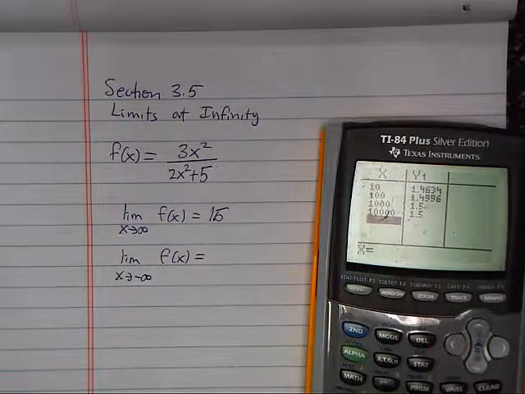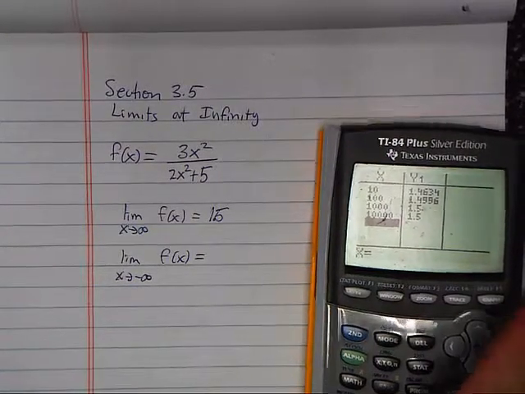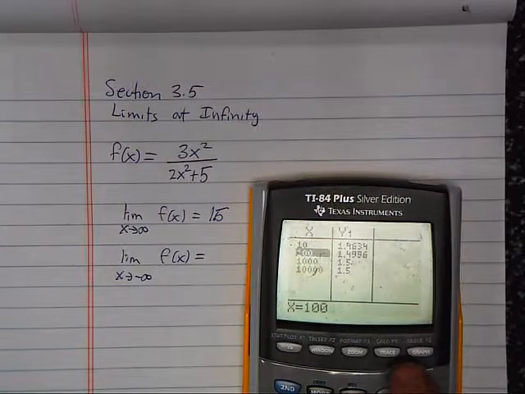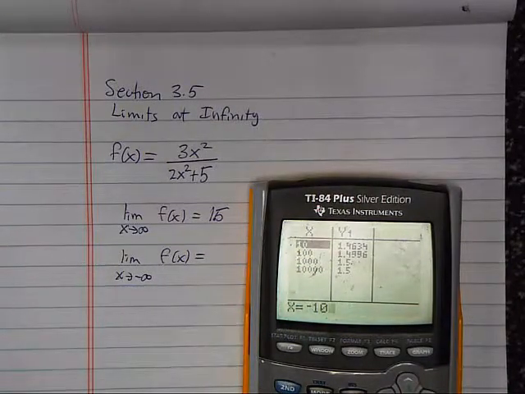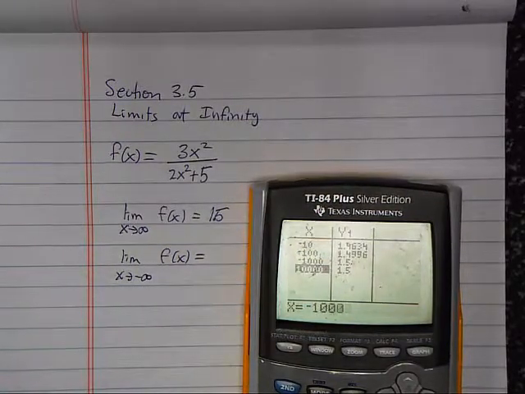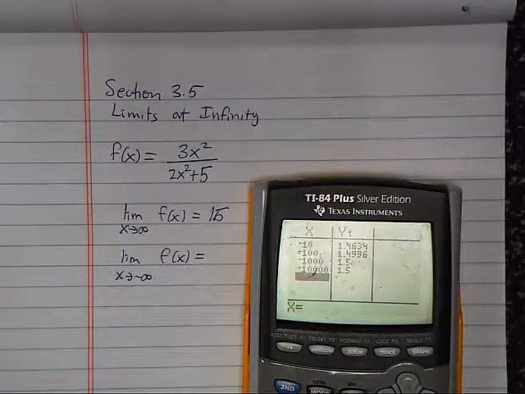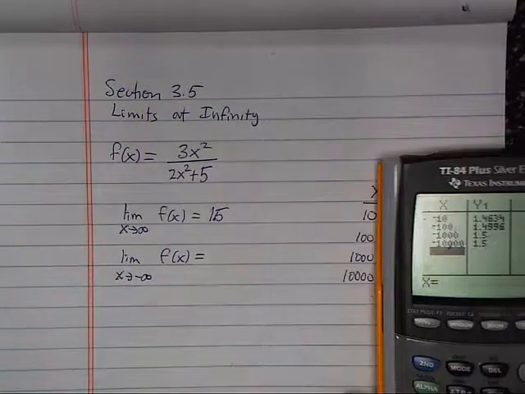And now how about as x goes to negative infinity? I would plug in negative 10, negative 100, negative 1,000, negative 10,000. And the y values did not change at all, which was very interesting. How come the y values did not change at all? Because of the square on top and the square on bottom, it reduced all the negative signs, didn't it? So I'm still pretty convinced my limit as x goes to negative infinity is 1.5.